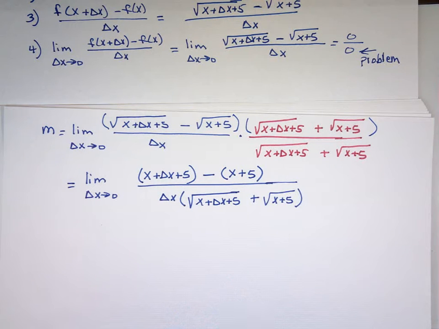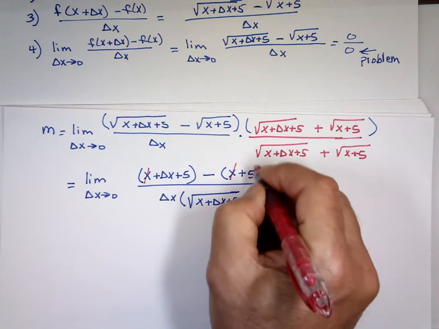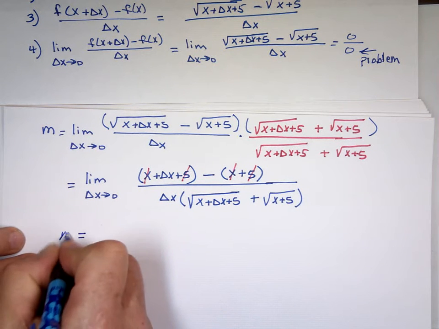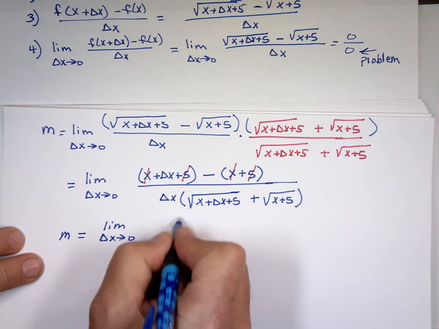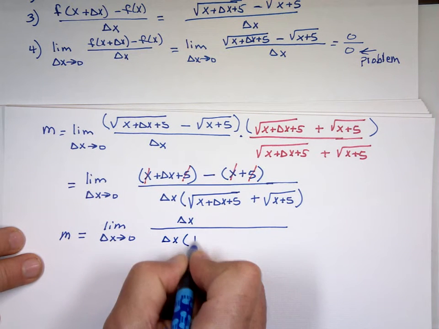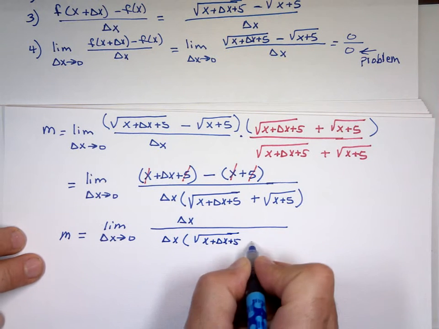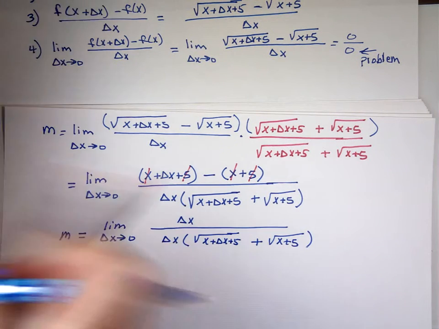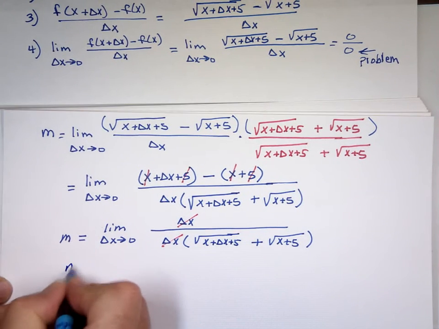And what do you notice quickly? That the x will cancel the x, and the 5 will cancel the 5. I see something else that will cancel. I'll wait on it. That'll be delta x on the top. That's what's left over. And again, that delta x cancels the delta x. And try direct substitution.